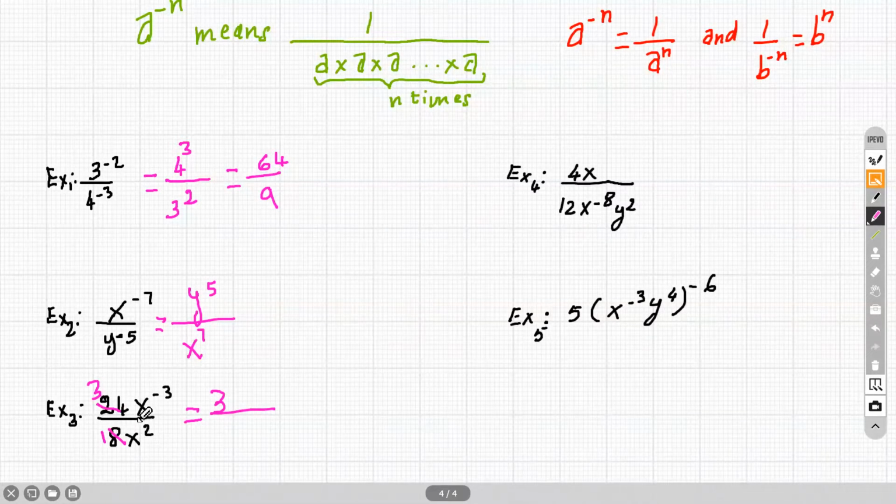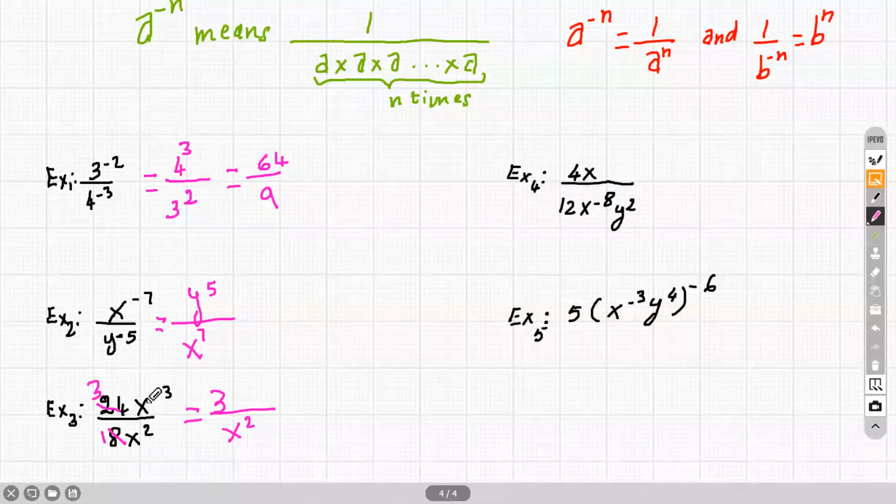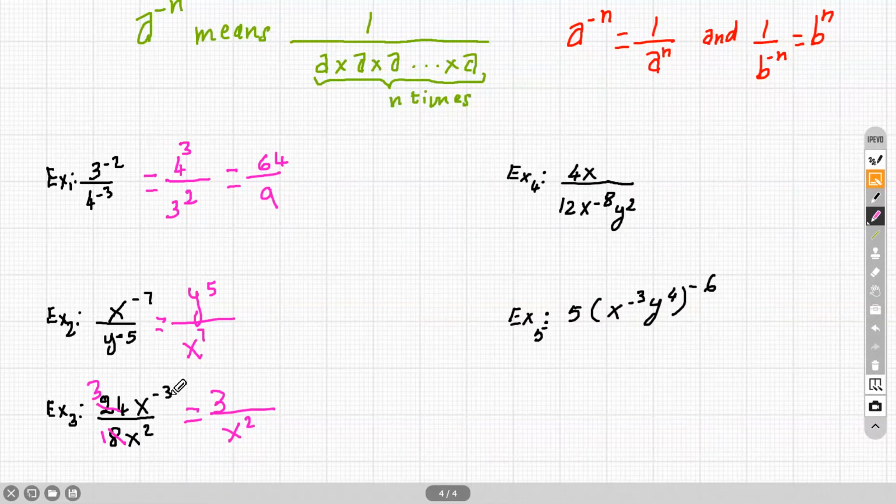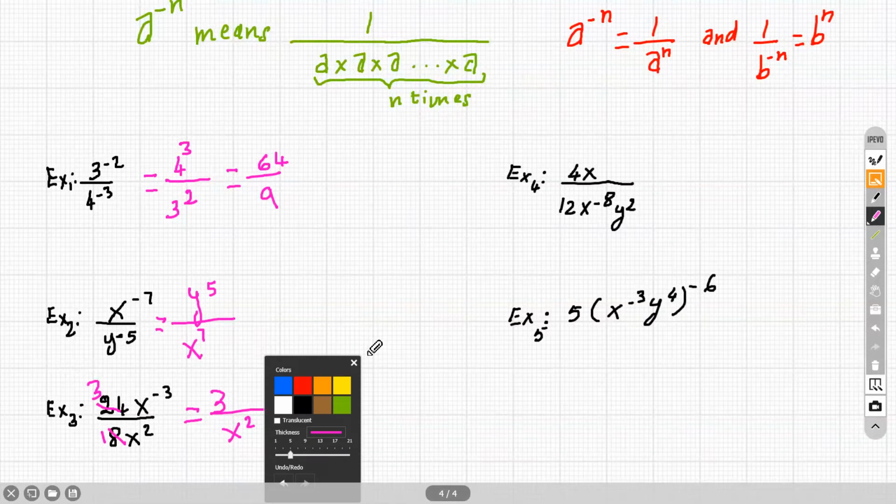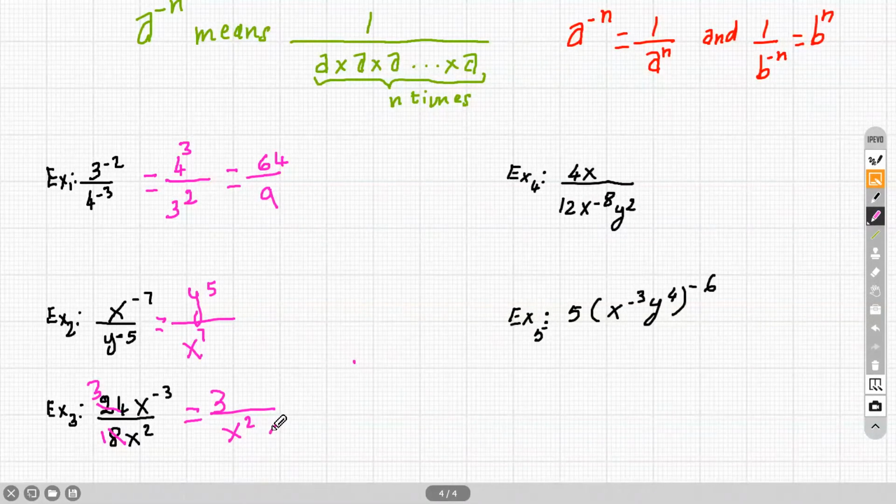Now, I have x squared in the denominator, and I want to bring this x to the negative 3 to the denominator. Since it moved to the denominator, it would be x to the power 3 now.